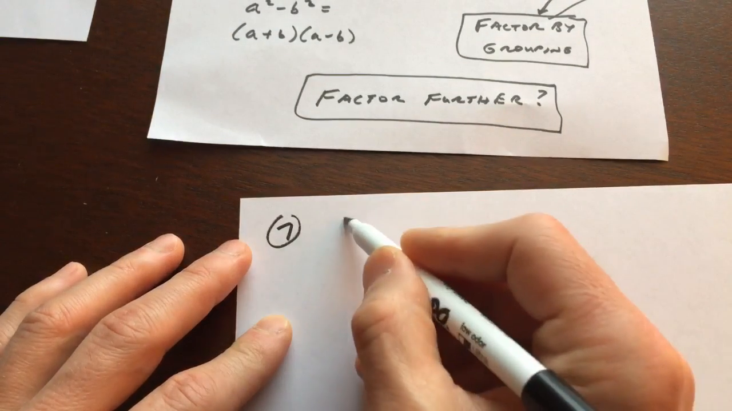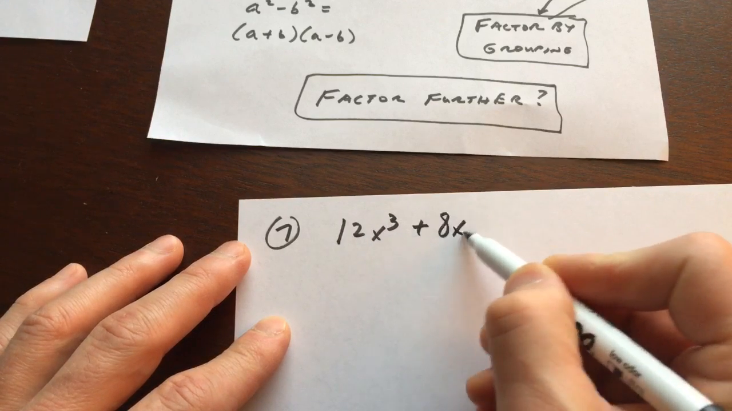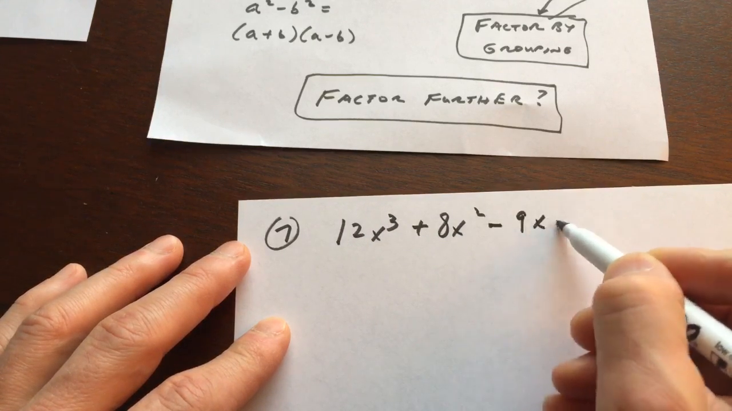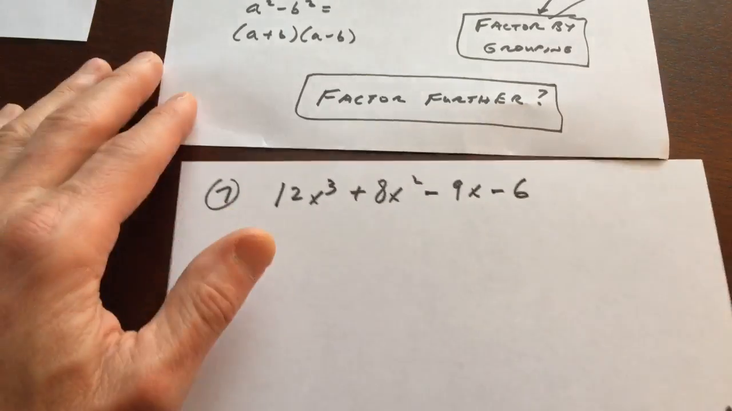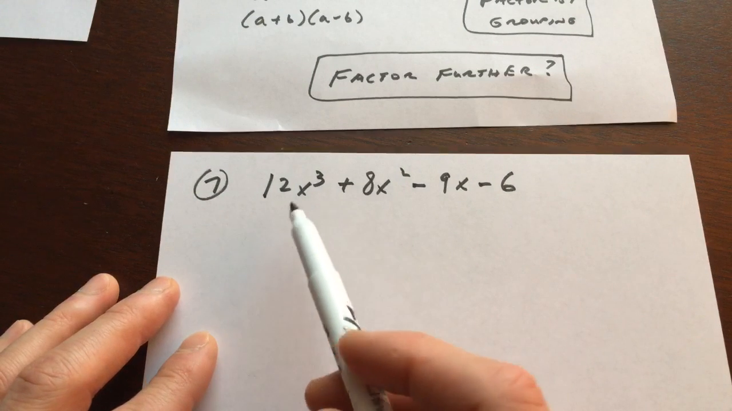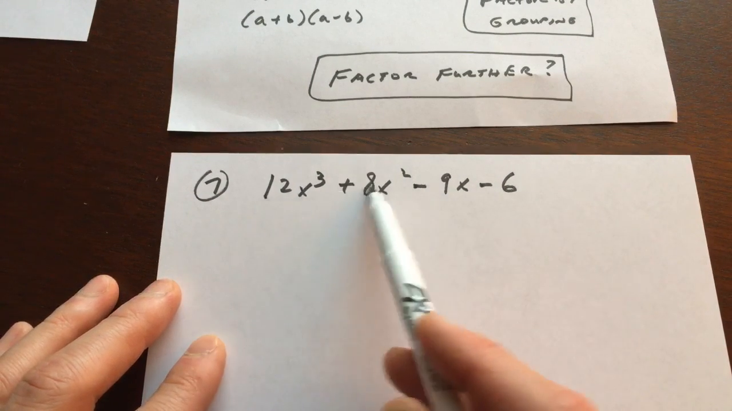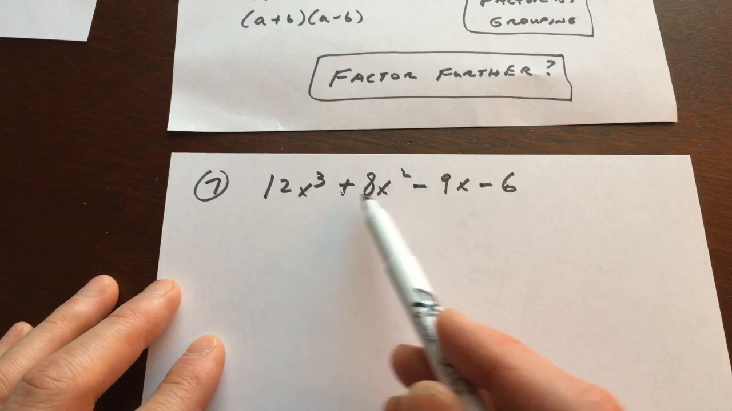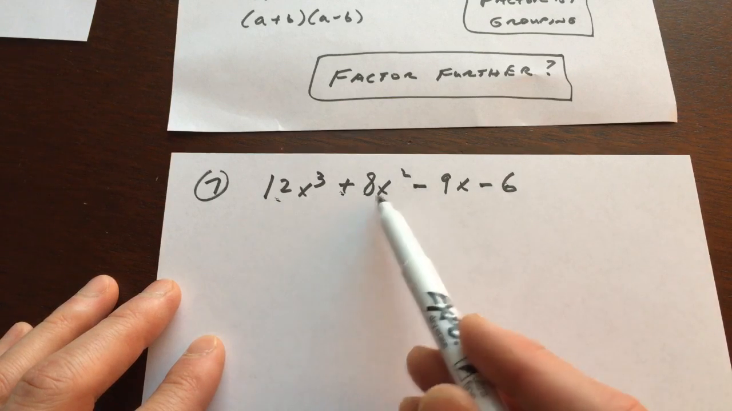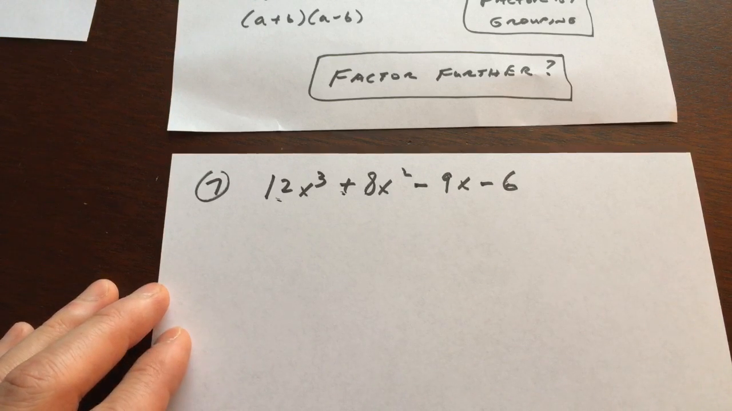So number 7, we've got 12x cubed plus 8x squared minus 9x minus 6. Okay, so what do you think here? What do you notice about this one? First step is greatest common factor. Is there a quantity that we can divide out of all 4 of these terms? Remember, the terms are separated by plus or minus, right? So we've got 4 groups, 4 terms. Is there a GCF we can factor out? What do you guys think?